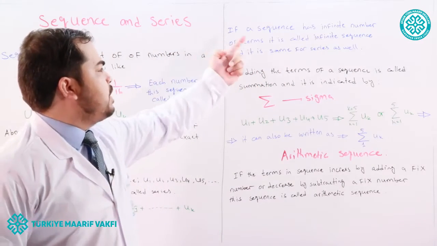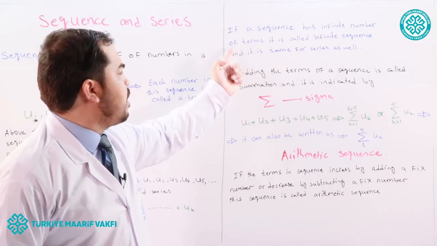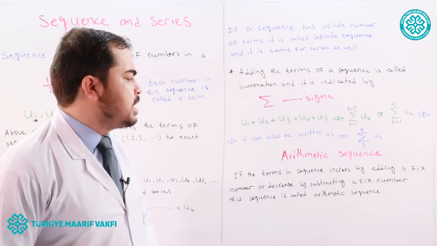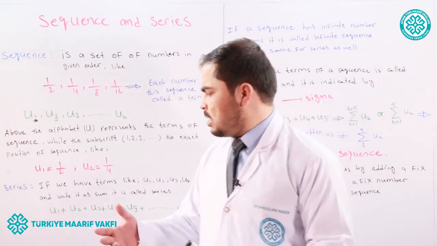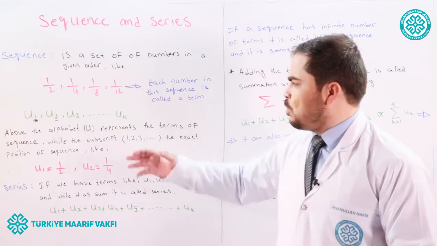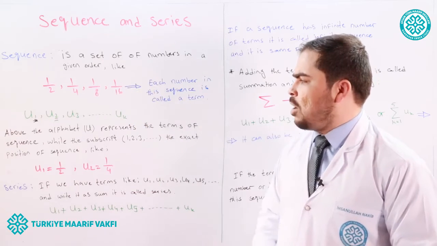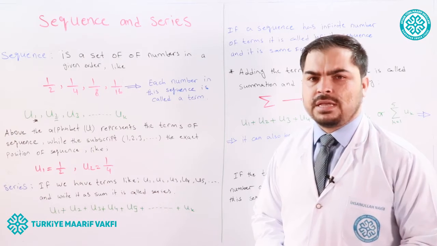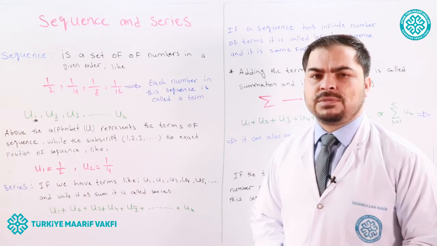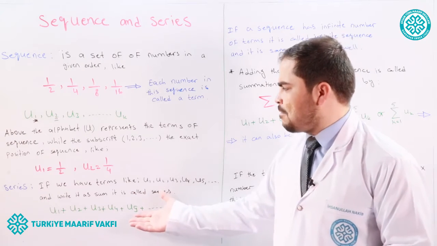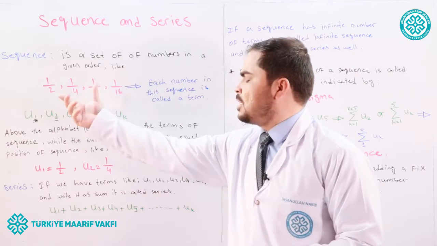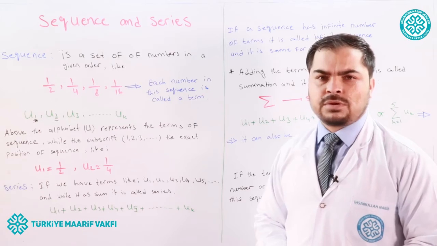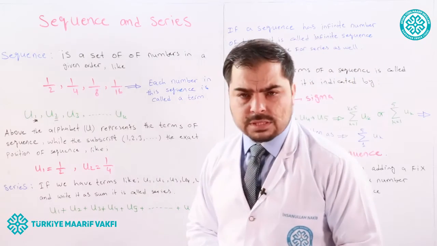Now, if a sequence has an infinite number of terms, it is called an infinite sequence, and it's the same for a series as well. For example, if you have a sequence or a series, and the end is unknown, we can say that it is an infinite sequence or series. Here we have 5 terms. Here we have 4 terms. It's finished. But there are some cases where the end of the series or the sequence is unknown. So this is called an infinite sequence or series.